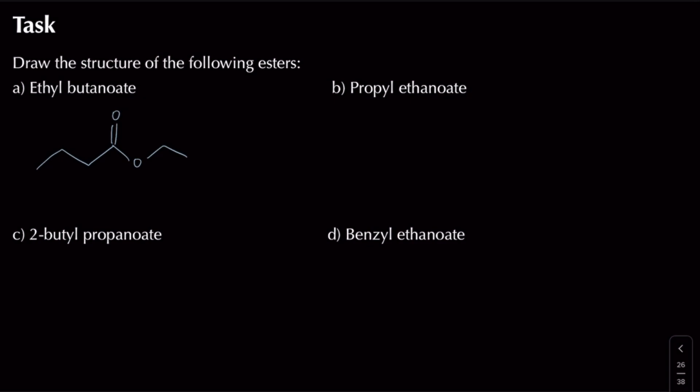Looking at the next one, you've got propyl ethanoate, so again ethanoate is going to have 2 carbon atoms, it's going to have a carbon oxygen double bond to the oxygen, but then that's going to be bonded to 1, 2, 3 carbon atoms like that. So I've got 3 edges and corners.